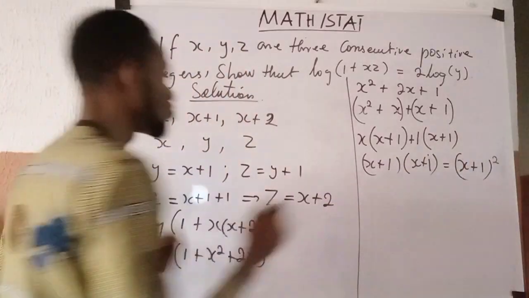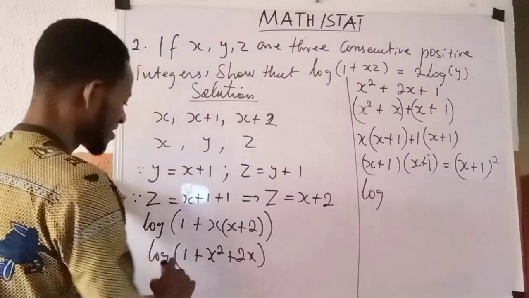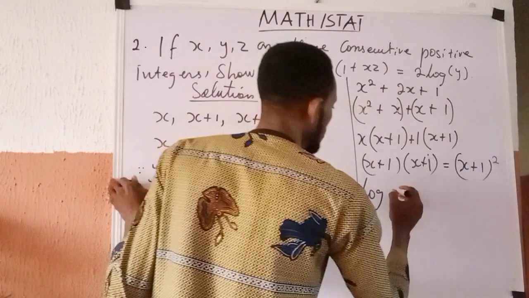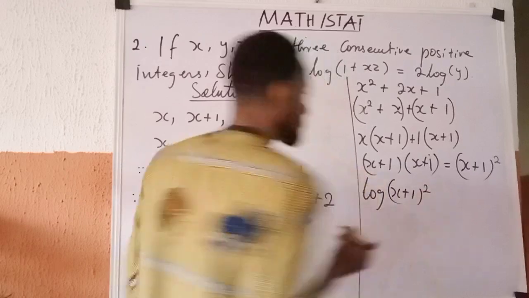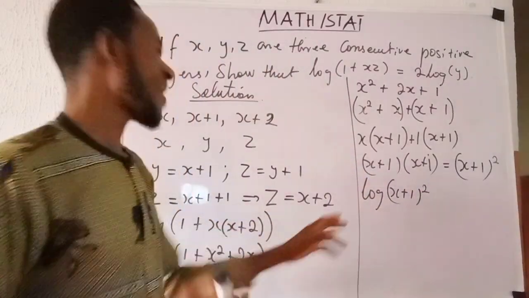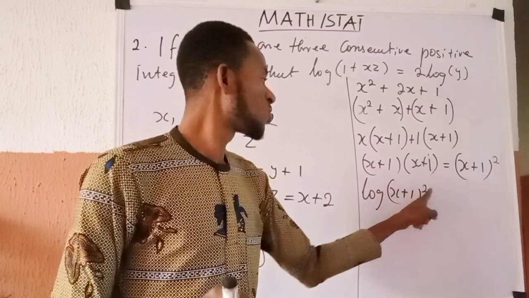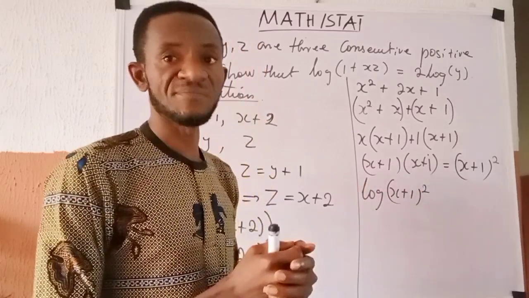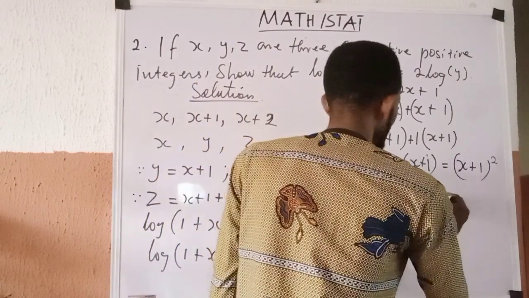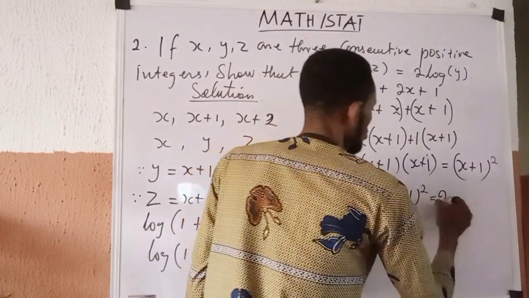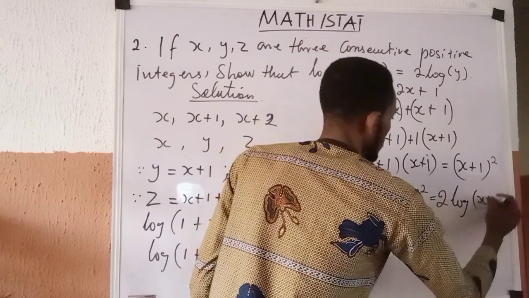So I will now substitute. What I have now becomes log. Instead of writing all these things, I'll write x plus 1 all raised to power 2. And we are told in logarithm that anytime the log of a number is raised to a power, we use that power to multiply the logarithm. So I will now use this 2 to multiply this. So this thing is now equal to 2 log of x plus 1.